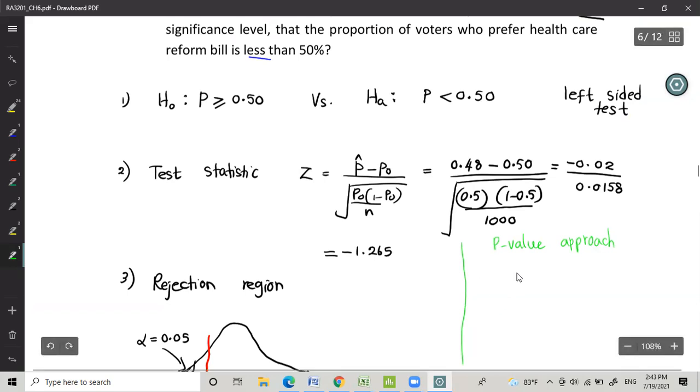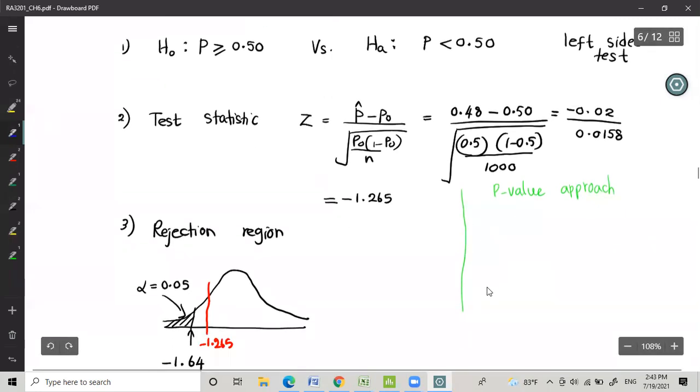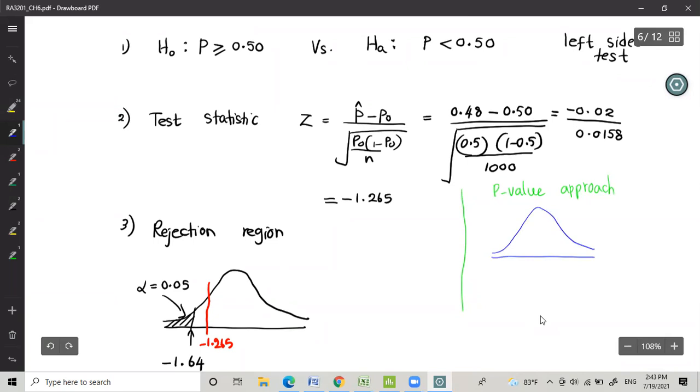Okay, so let's do the p-value approach. How do you do that? You have the test statistic. Rather than finding a rejection region, you are going to find the p-value. This is a left tail test, so the p-value will be in your left tail. You have a negative Z score, negative 1.265. With the rounding, let's go with negative 1.27. This should be your p-value because it is a left tail test. Anything beyond negative 1.27, the probability or area of this left tail, is your p-value.